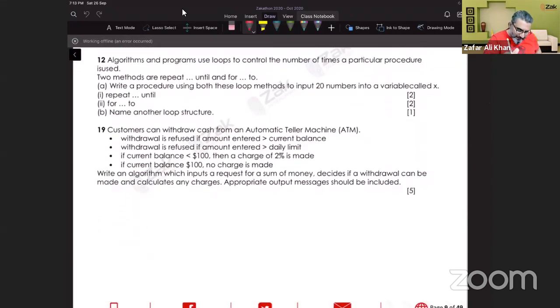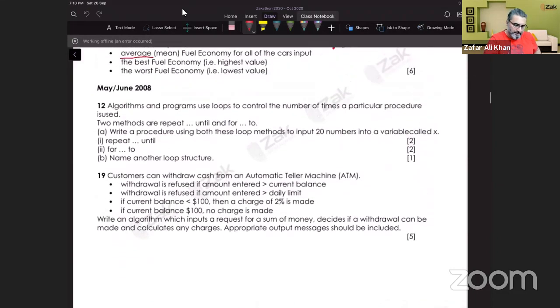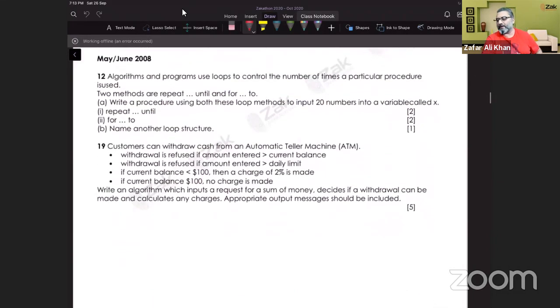Question number 19 is the one that particularly interests us under the umbrella of format 5, and it says that a customer can withdraw cash from an automatic teller machine, ATM. Withdrawal is refused if the amount entered is greater than the current balance. See, right away condition application starts. There are no how many withdrawals are made, no how many customers are there, until what, until this, nothing.